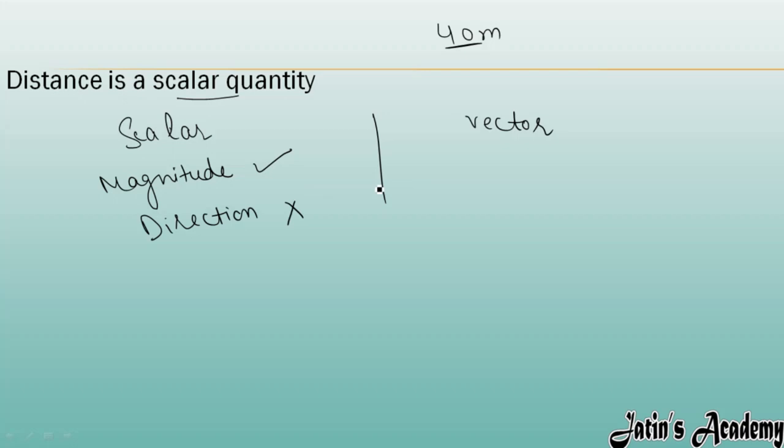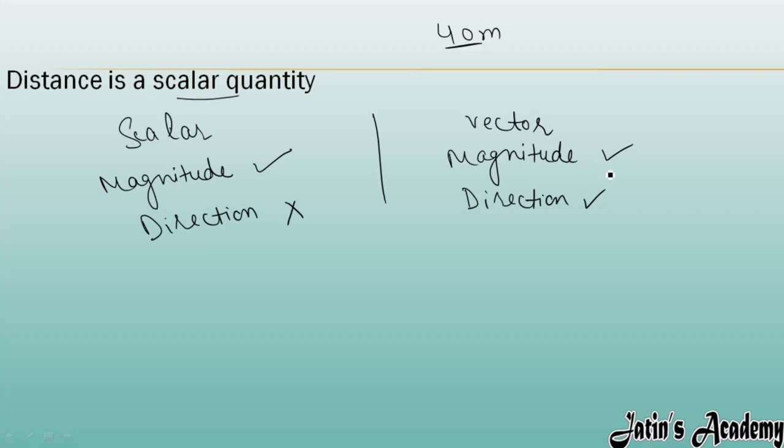But in the vector quantity, we are checking both. We are taking care of both things, magnitude as well as direction. So what do you mean by scalar quantity? Scalar quantities are the quantities which have magnitude but no direction. But in a vector quantity, there is magnitude as well as direction.